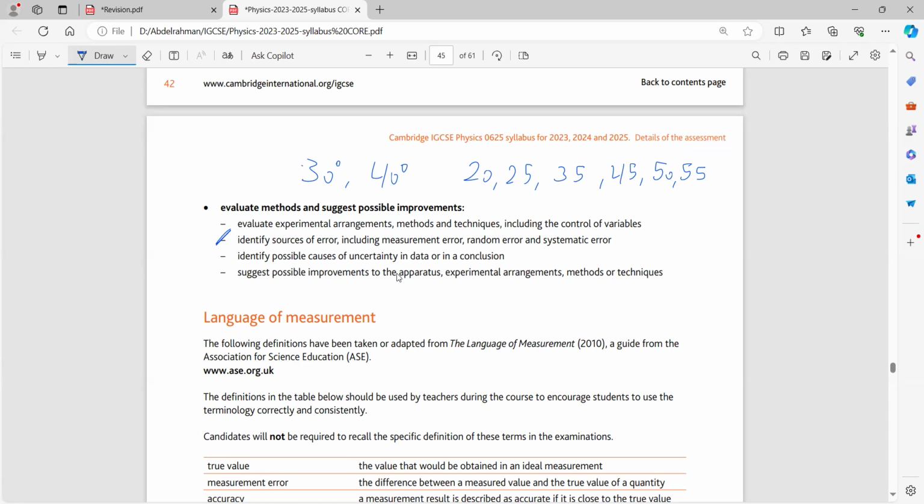Uncertainty, yes, possible causes of uncertainty. For example, if you have a ruler, one cause of uncertainty is that you didn't take the reading perpendicularly. You didn't start from zero. Or, for example, with the measuring cylinder, you didn't take the reading from the bottom of the measuring cylinder. You have many problems, and you have many solutions to these problems.